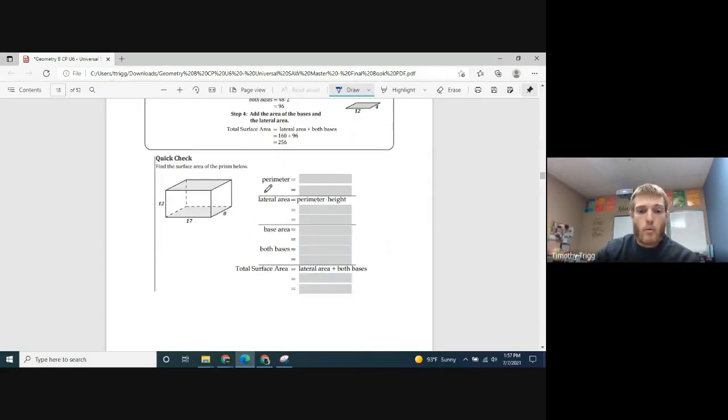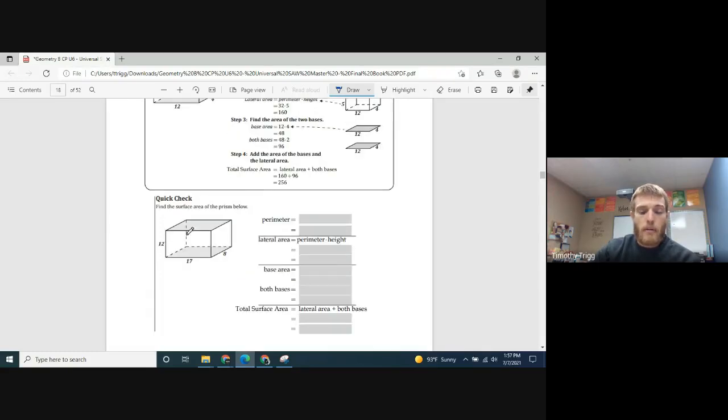So when we calculate the surface area, let's go ahead and do this one together and talk about each step of the way. So first, when it says perimeter, what they mean is perimeter of the base. Okay, that's important. So it's the perimeter of the base. And you might want to write that down.